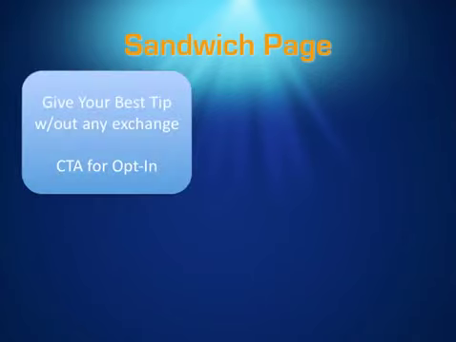All right, the sandwich page. This is a pretty cool option. We use this for our Facebook campaigns. So in our Facebook campaign, what will happen is they go to our Facebook page, they like the page, and it takes them straight to free training. All they've done is like the page. They haven't done anything else. They just get free training. And at this free training, we give them the best tip we have.